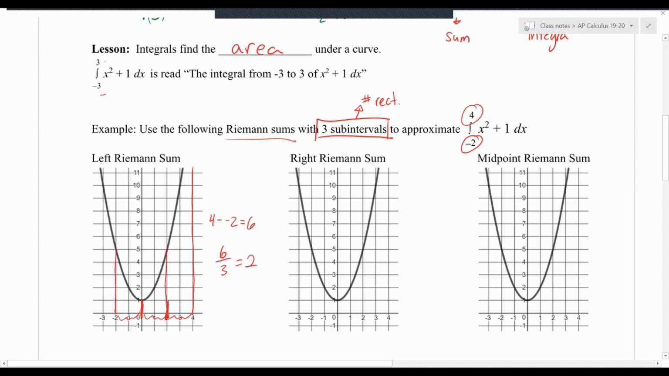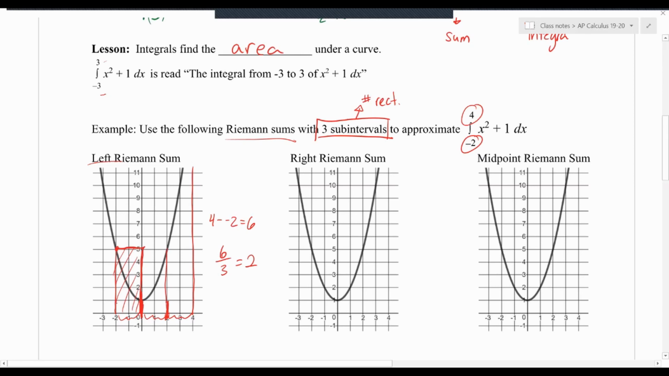Now, we need to make our rectangles. There are different ways we can do a Riemann sum. Let's first do it with a left Riemann sum. So the left Riemann sum means the height of your rectangle is going to be the height on the left side of the rectangle. So between -2 and 0, -2 is on the left. So I'm going to use this y value to be my rectangle. So this is my first rectangle.